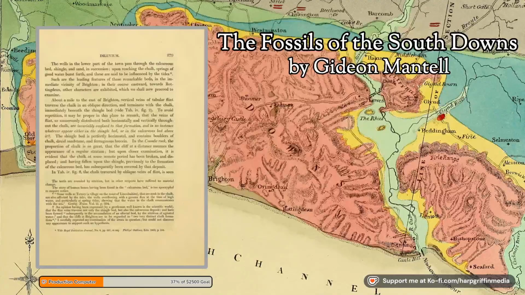See Royal Institution Journal, number 8, page 227 et sequentia. Phillips Outlines, edition 1822, page 106.